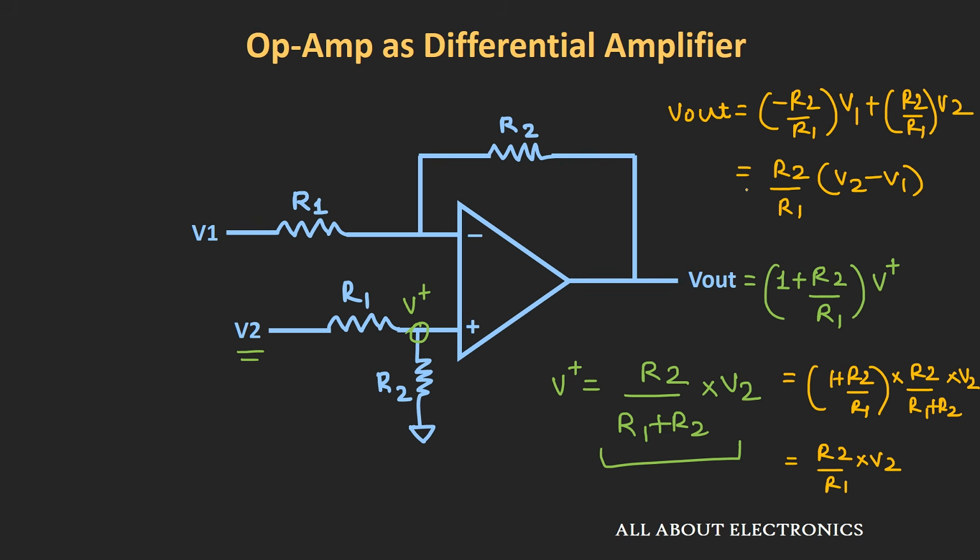So now if you see this configuration, here the output voltage is the difference between the two input voltages multiplied by the factor of R2 divided by R1. So in this way, using this configuration, in a true sense, we can use this op amp as a differential amplifier. So now let us see where this differential amplifier can be used.